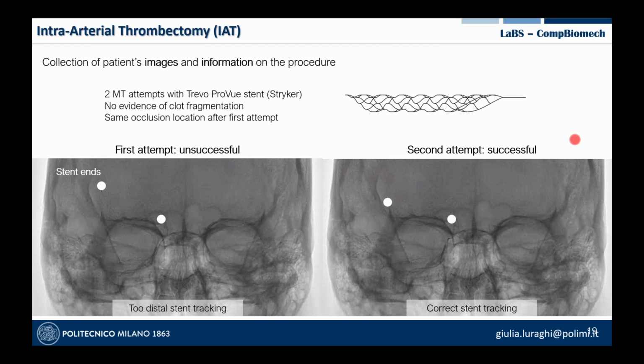It's impossible to see this from the CT because you need to combine information from the angiography, so you can see the clot location where the contrast stops, and this information with the stent location. So with the help, of course, of neurologists, we reconstructed the story of these patients. And so why did the patients require two attempts? Because in the first one, the stent positioning was not optimal.